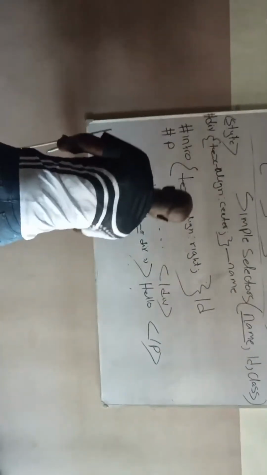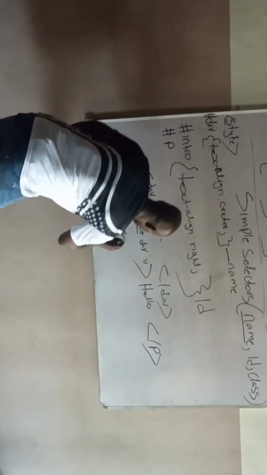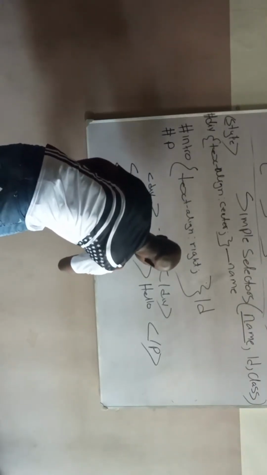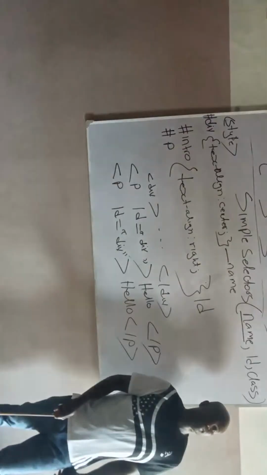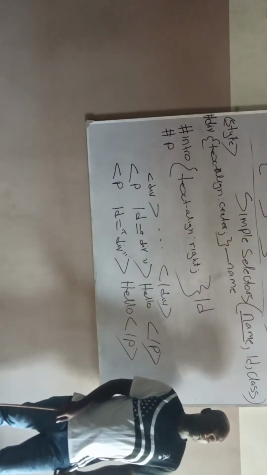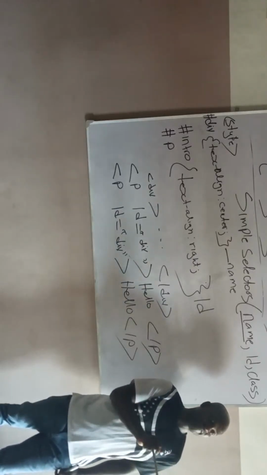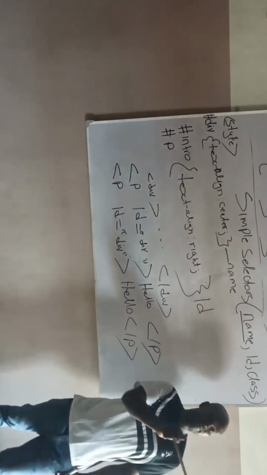What if I have P, ID, div? How many elements will it affect? How many elements will it affect you? How many elements will it affect? How many?